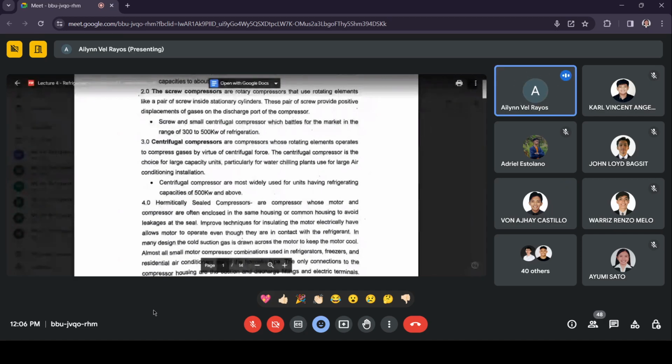Okay, so next, number 3, we have centrifugal. Tristan. Centrifugal compressors are compressors whose rotating elements operate to compress gases by virtue of centrifugal force. The centrifugal compressor is the choice for large capacity units, particularly for water chilling plants, used for large air conditioning installation. Centrifugal compressors are most widely used for units having refrigerating capacities of 500 kilowatts and above.